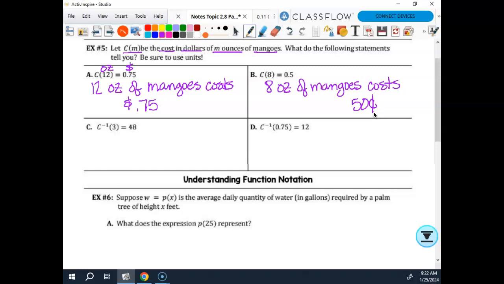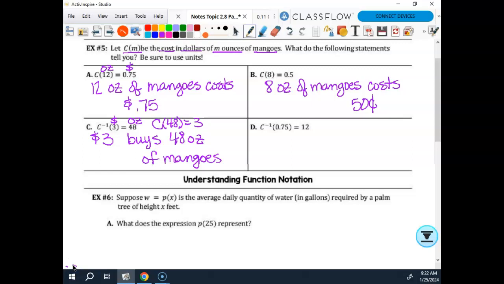All right, now, C inverse of 3 equals 48. What are the units on the 3? Dollars, and the 48 is ounces, right? Because we're going backwards. So then we can say $3 buys 48 ounces of mangoes. Because we could write this as C of 48 equals 3, right? That's another way to write it.